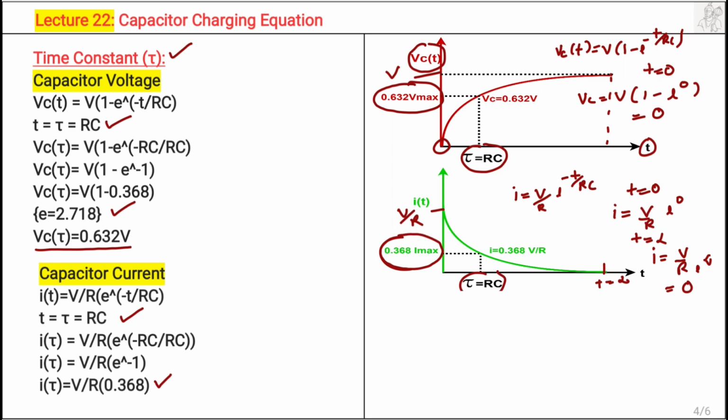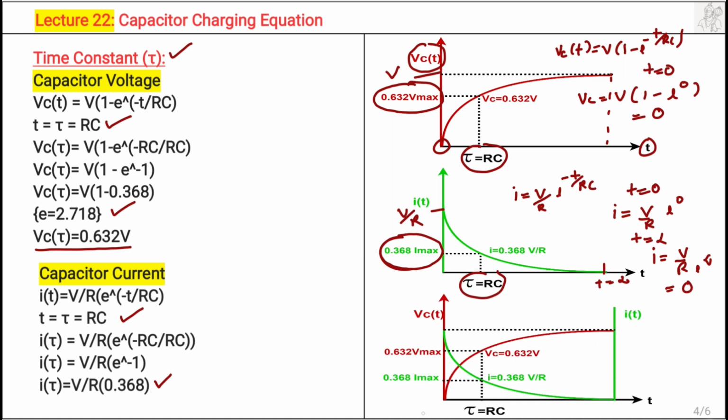So the time constant helps in defining how fast the current drops and the voltage rises, and both of these graphs can be clubbed into a single graph like this to understand the complete behavior.